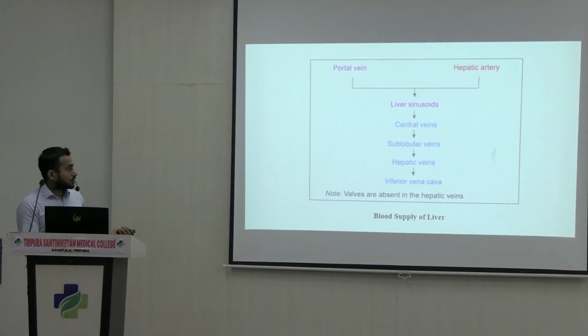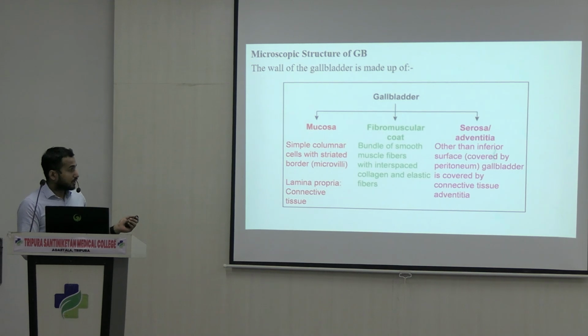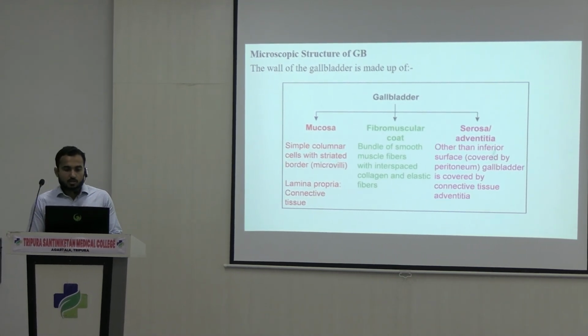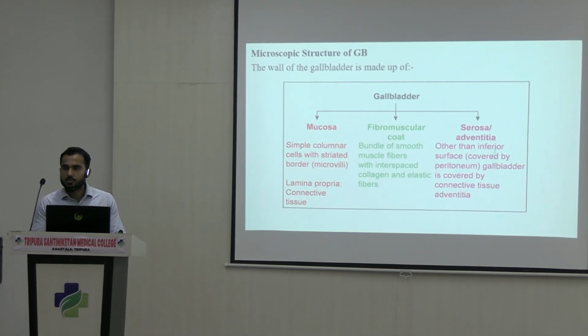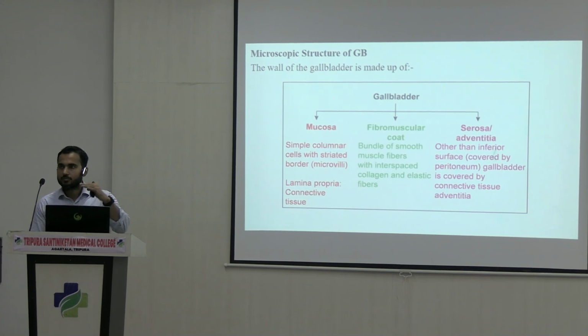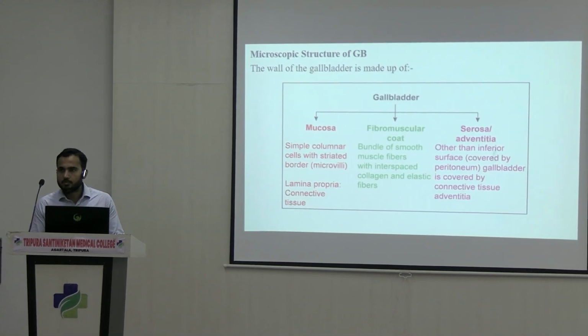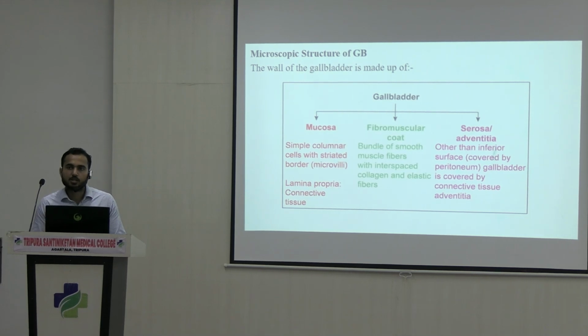Okay. Next, we'll discuss the microscopic structure of gallbladder quickly. So along with the liver, gallbladder is also there, and we have to study the microscopic structure of gallbladder also. Now here, as I said, you can't apply the concept of the layers of the GIT. It is not there. Now in case of a gallbladder, mainly three layers are present. What are those three layers?